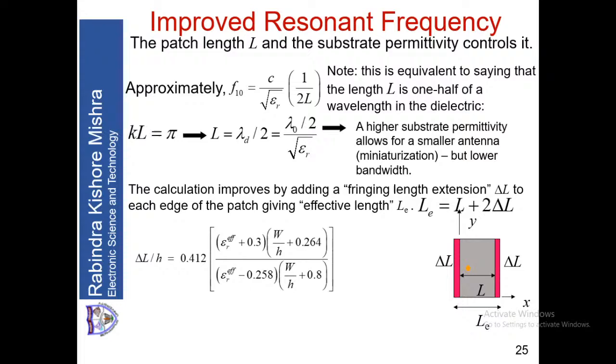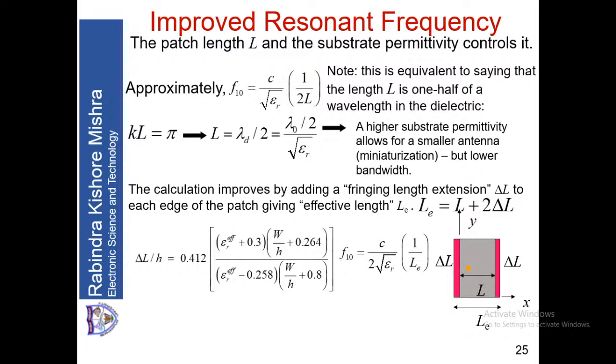Now using this delta L to find out L effective, we can replace L by L effective in the above expression, and epsilon r by epsilon r effective. That will give you a more accurate expression. So you can take this epsilon r as epsilon r effective in this expression. So that is a more accurate expression for resonant frequency.